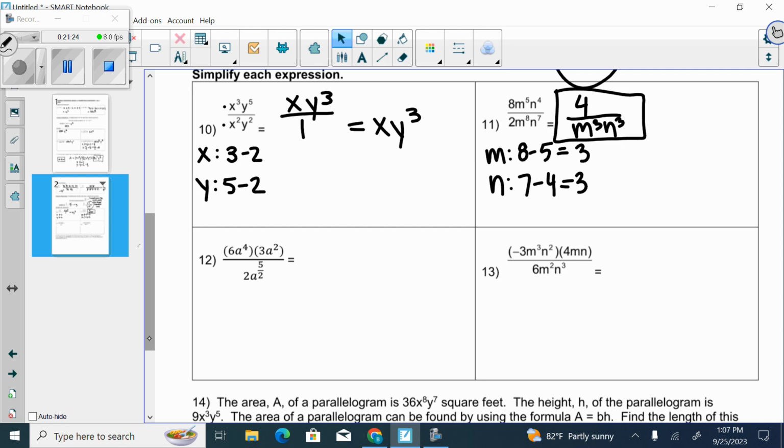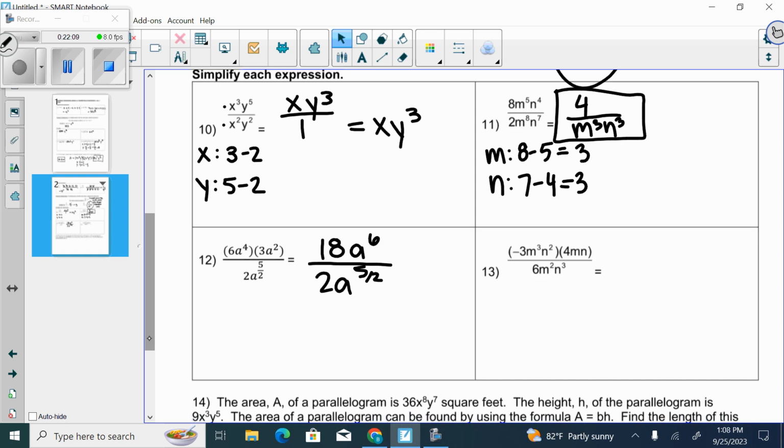Okay, so look, number 12, not only does it have that division bar, it also has multiplication up in the top, right? So we're going to simplify the top first. So ignore the bottom, let's just do the top. The 6 and the 3, those are big numbers. Do they have exponents? So what do I do with the 6 and 3? Multiply. What is 6 times 3? 18. Very good. All right, and then my A's. If I'm multiplying, what do I do with their exponents? Add them. So what would I get? A to the 6. And this is all over 2a to the 5 halves.